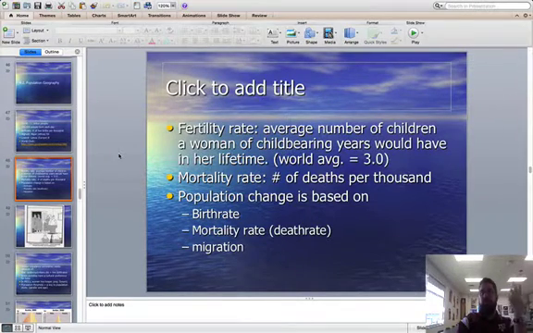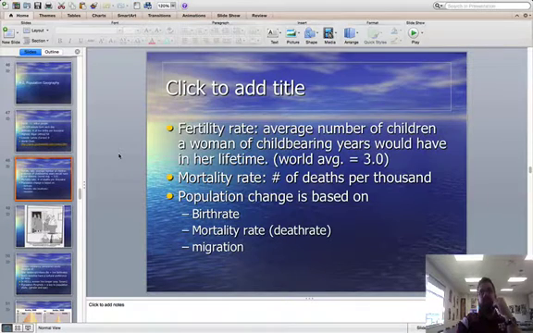All right, then fertility rate is just the average number of children a woman of childbearing years would have in her lifetime. So the world average is 3, which means we're growing. If it were to be at 2, that means our population would stay steady, wouldn't be growing or shrinking. If it was below 2, we would shrink. And so that's why China had the one-child policy for a while, to try to decrease the population over time.